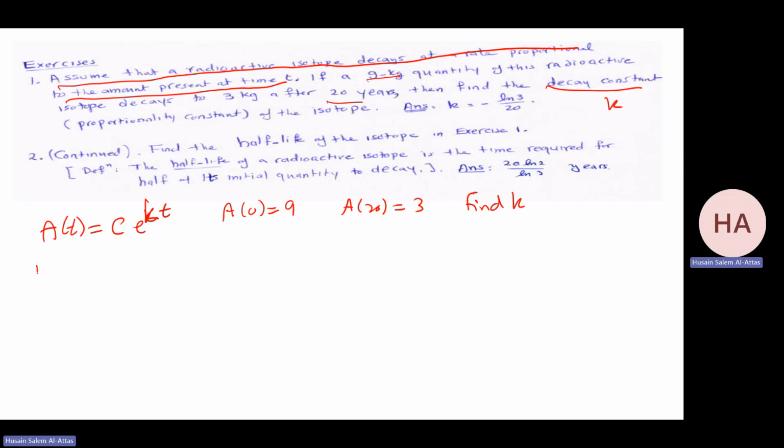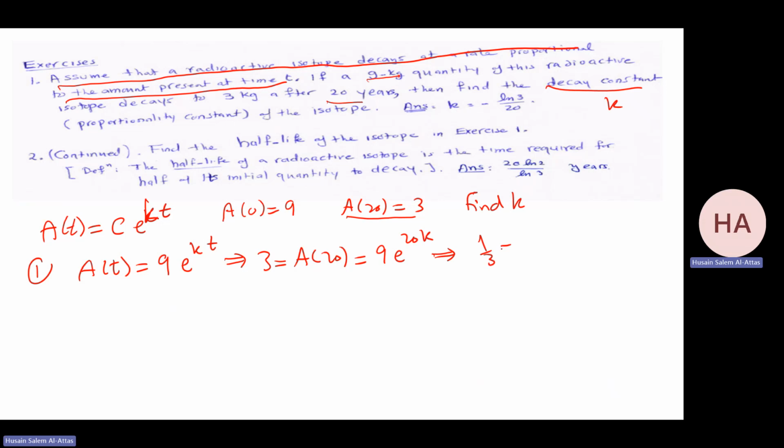This is my first question. So let me do number 1. I have A of 0 is 9, so A of t will be 9 e^(kt). I'll use this to find K. Now I have 3 equal A at 20, 9 e^(20K). So divide by 9, I have 1 over 3 equal e^(20K). So K will be what? 1 over 20 ln 1 over 3. That will be K, which I can write as minus ln 3 over 20. K is negative because we have a decay.